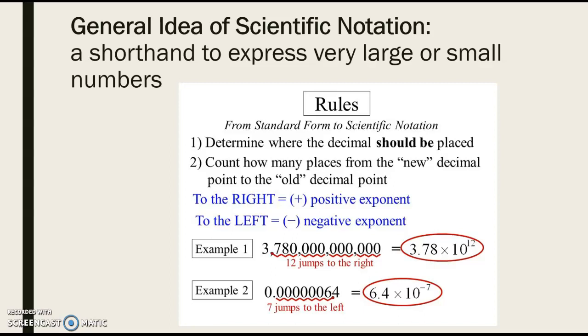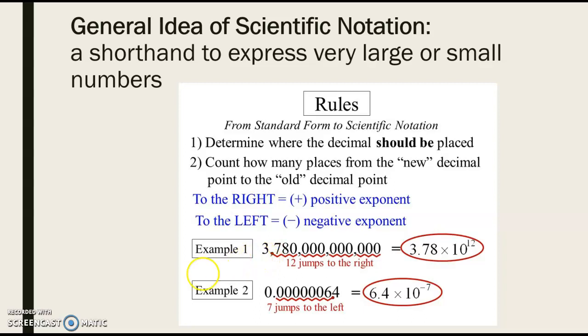So generally the idea of scientific notation is a shorthand, a way to express very large or small numbers without having to use so many zeros. If we're going from standard form, which is where we have the number written out with all the zeros, to scientific notation, you want to think about where the decimal should be placed. The decimal is always going to be in between the first two numbers, so we only want one number to the left of the decimal.